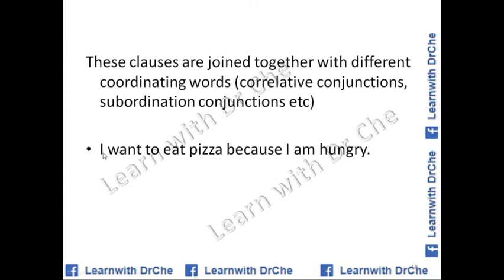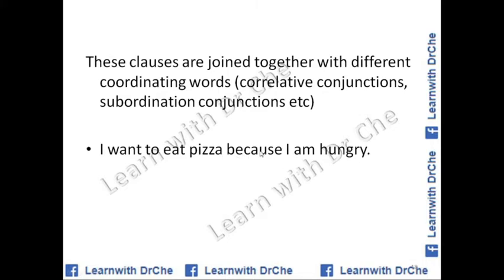Look at this sentence. I want to eat pizza. This is one clause. This is independent clause. If you remove all of the rest of the words, this can stand on its own. I want to eat pizza. This is a complete sentence.